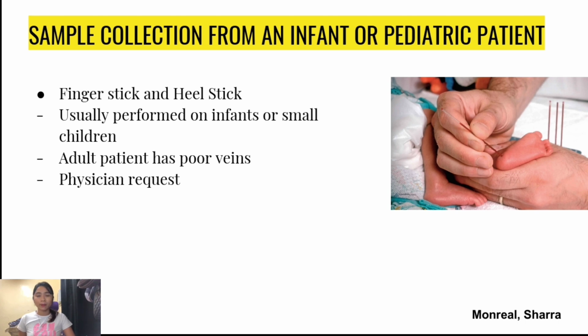Finger sticks and heel sticks are usually performed on infants or small children when the testing requirements are minimal. These procedures are also done in situations where the adult patient has poor veins, especially elderly patients who have fragile veins, or when the physician requests a finger stick or heel stick.